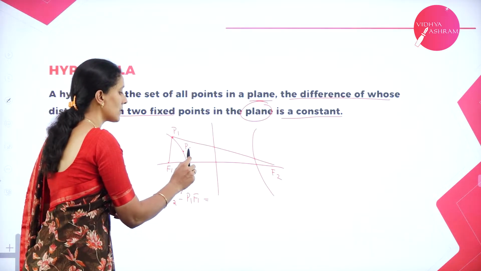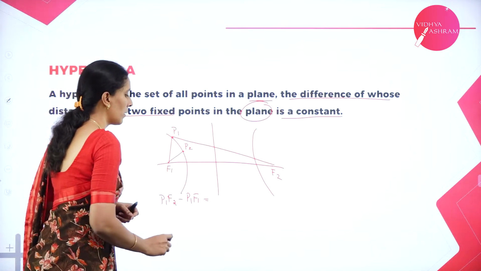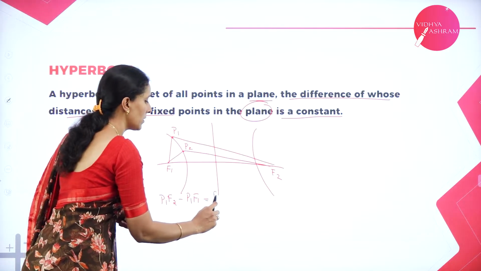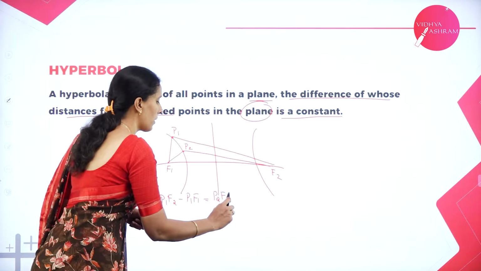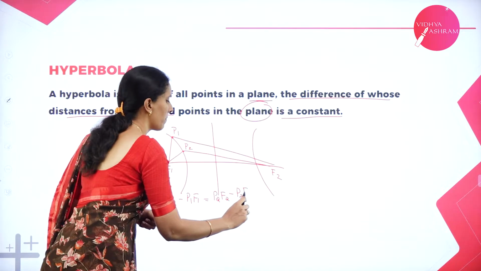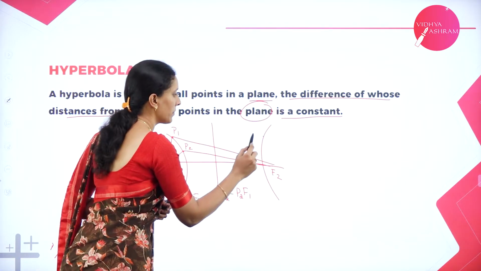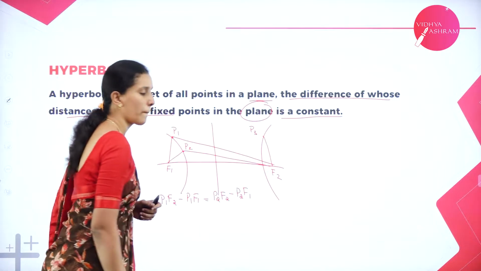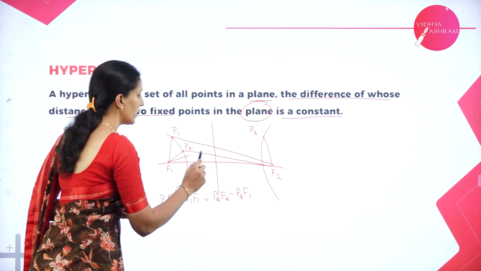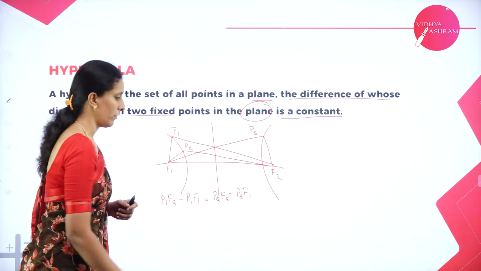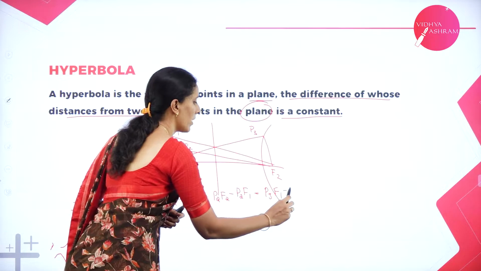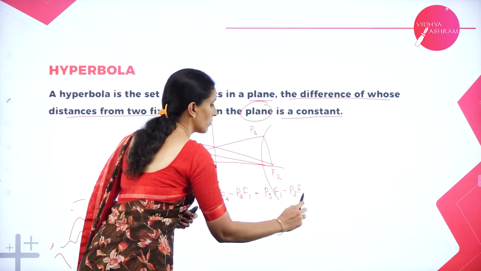take another point P2. So this is P2F1 and P2F2. So that is P2F2 minus P2F1. Take another point P3 here. Just check the distance. It is P3F2, and from here it is P3F1. So this is the same as the difference P3F1 minus P3F2.